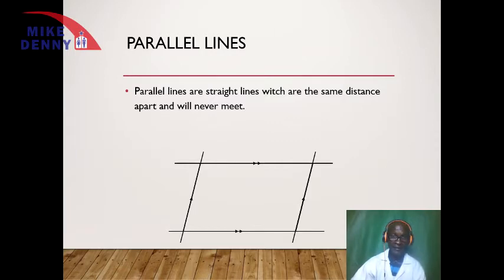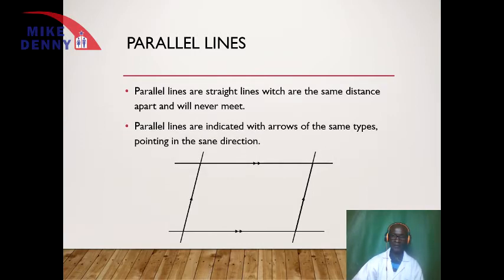Parallel lines are straight lines which are the same distance apart, and if they are the same distance apart, they will never meet. You find that on the diagram below. These two lines here are parallel, so they will never meet. So the distance between these lines at any point is the same. These two lines too are parallel, and they will never meet.